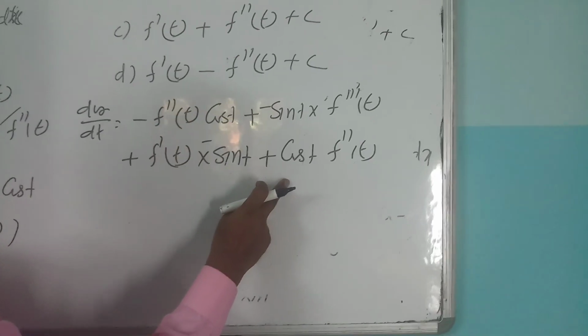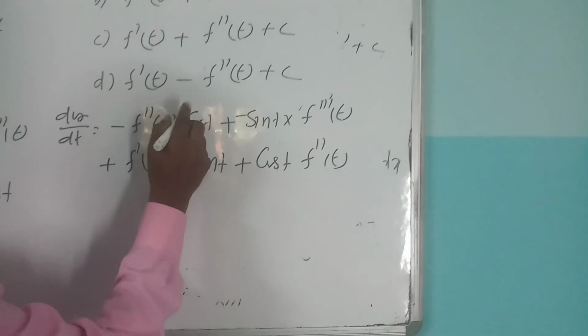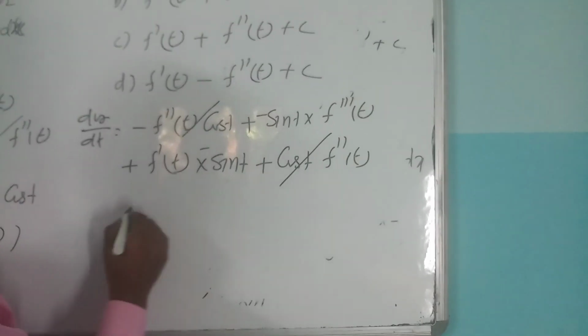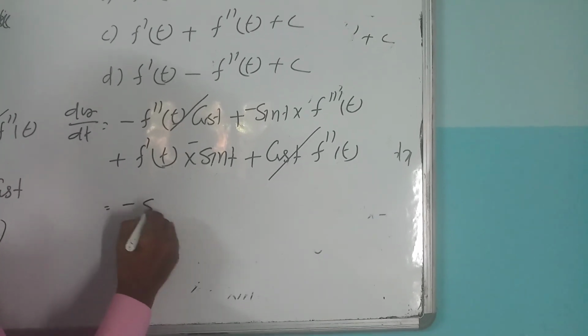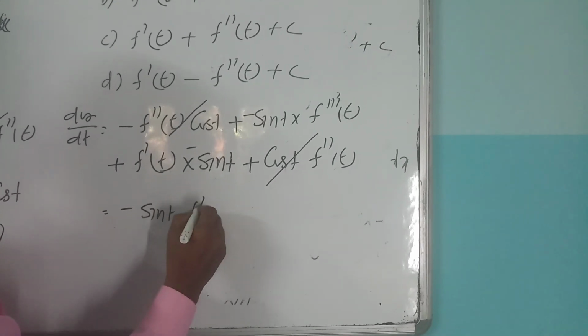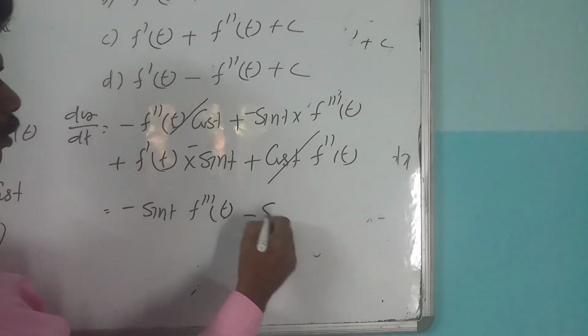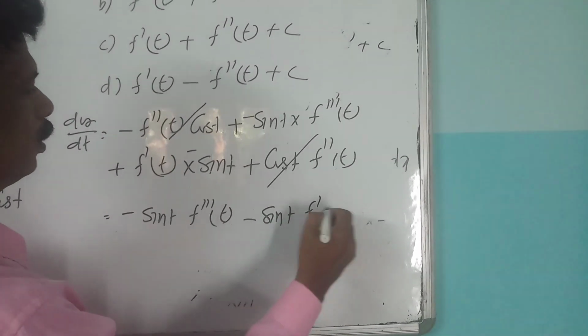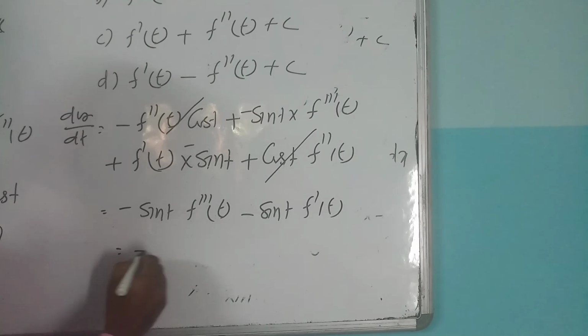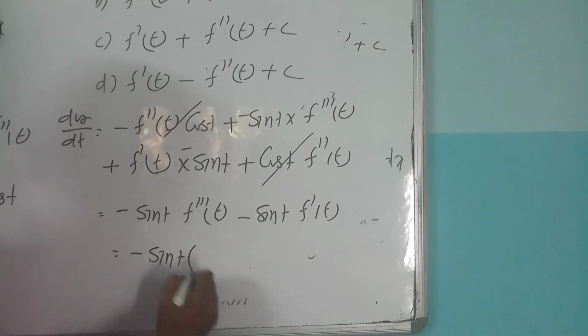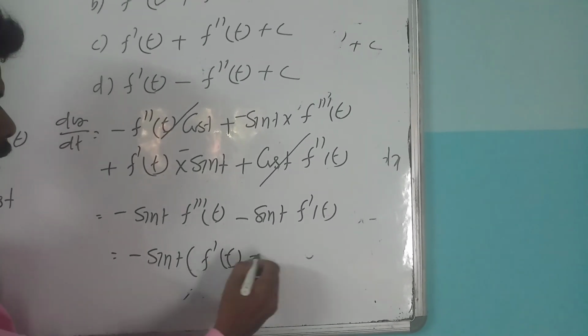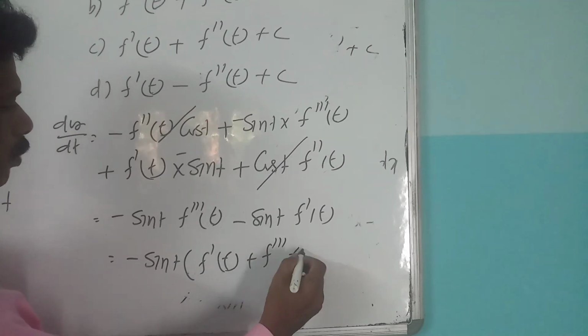Here also we can cancel these two terms. The f2 dash t first term and the last term cancel. That is equal to minus sin t into f3 dash t minus sin t into f dash t. Take minus sin t as a common term: minus sin t into f dash t plus f3 dash t.